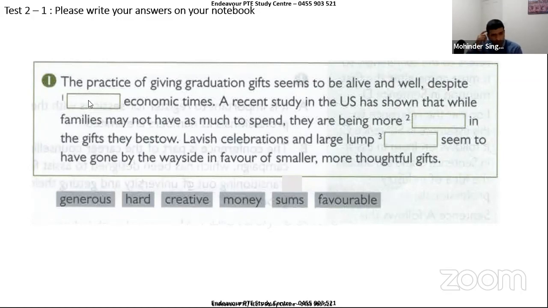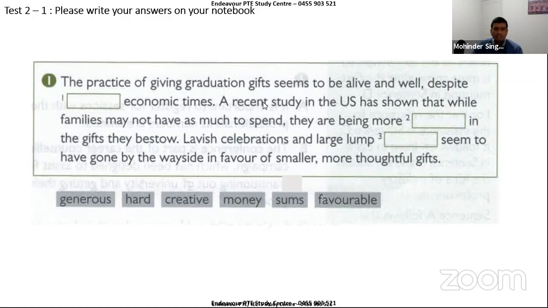It's a collocation too. Hard economic times. Now a recent study in the US. Remember the US. Whenever you write abbreviated forms of the names of countries such as the US, the UK, you always say the US, the UK. This is against the standard rule of grammar, which says no article with a proper noun. You never say the Mohinder, you never say the Adelaide. Do we say that? No. But in this case, that's an exception to that rule. I'm specifically pointing that out here so that you know that.